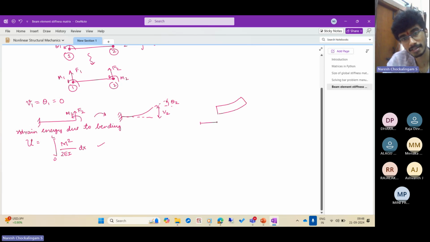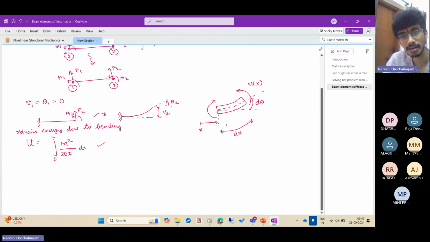So this may be at a distance x from the support, right? X from some assumed origin. And say the length of the beam is dx, right? So this length is dx. So this rotation is what? This point has rotated by some amount. Let us call it d theta. And say at this distance x, it is subjected to a moment of m of x, right?